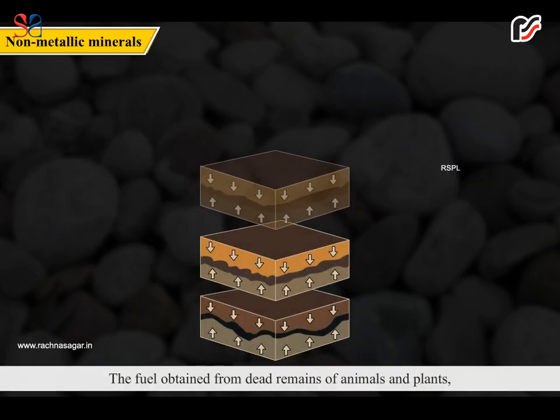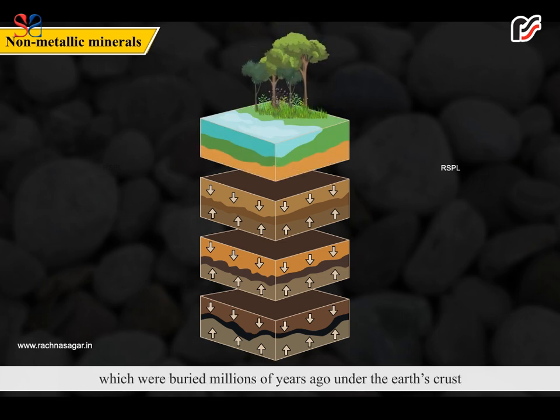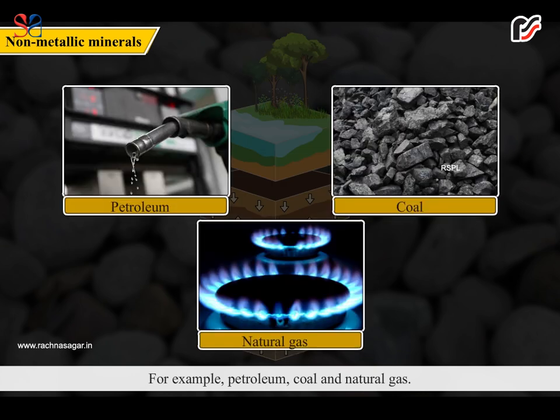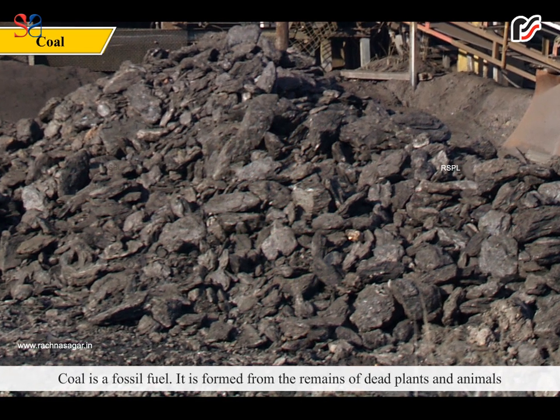Non-metallic minerals. The fuel obtained from dead remains of animals and plants which were buried millions of years ago under the Earth's crust or ocean bed is called fossil fuel. For example, petroleum, coal and natural gas. Do you know? Diamond and graphite are made up of pure carbon. Diamond is the hardest natural substance known. Coal. Coal is a fossil fuel.